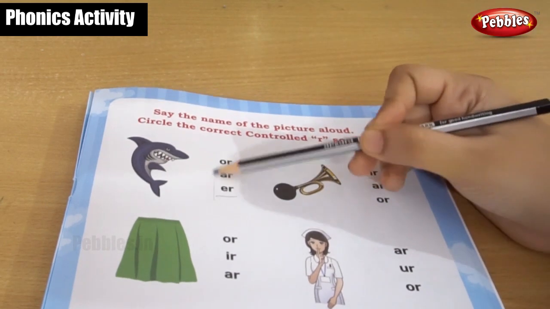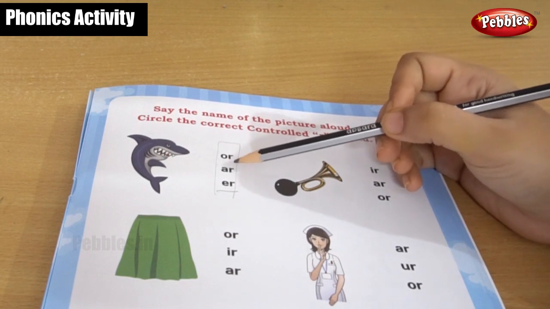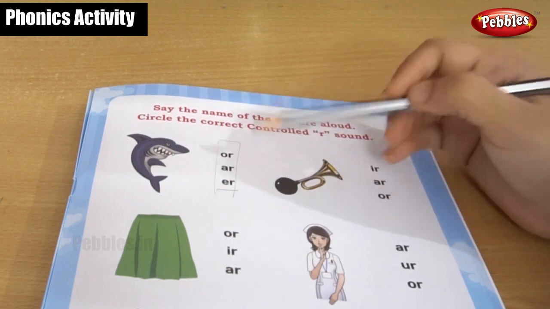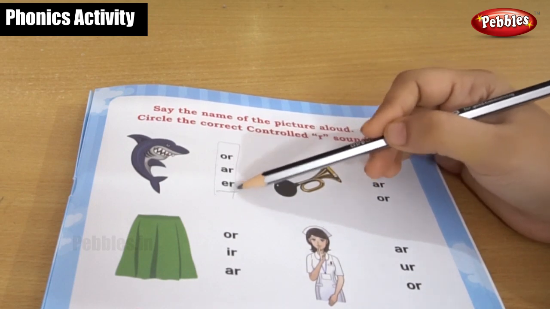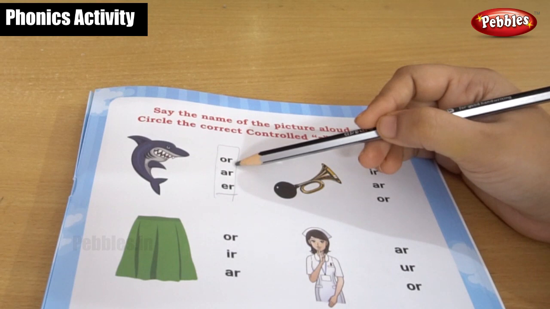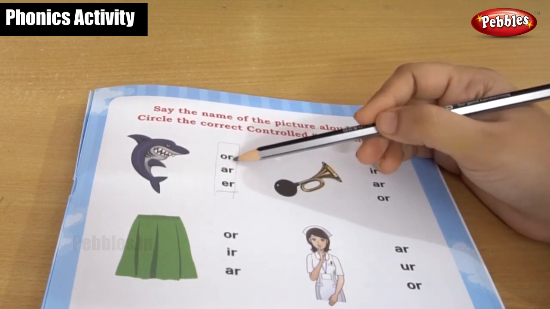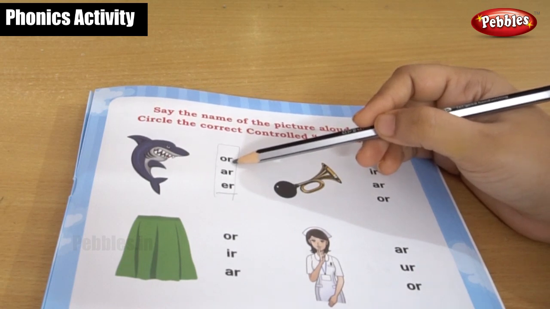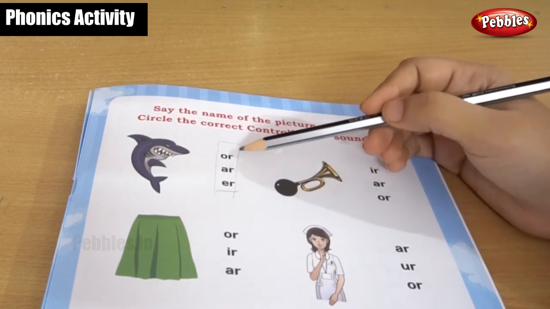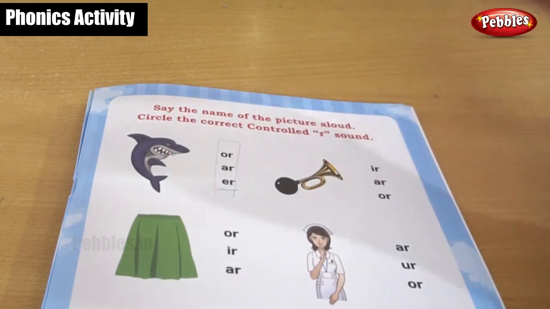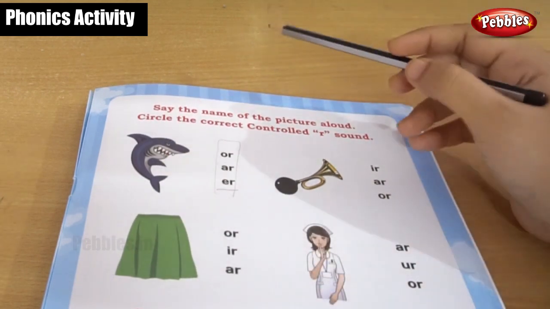They are given a set of R sounds: ar, or, ir. Okay children, I will tell you how to pronounce each R sound. This is ar, ir, or. You want to open your mouth like an O: or. Ir. Okay, these are the differences between these R words. We want to circle the correct R word.